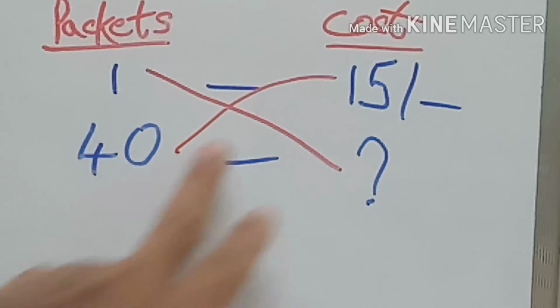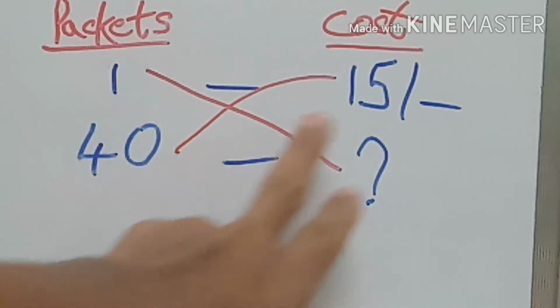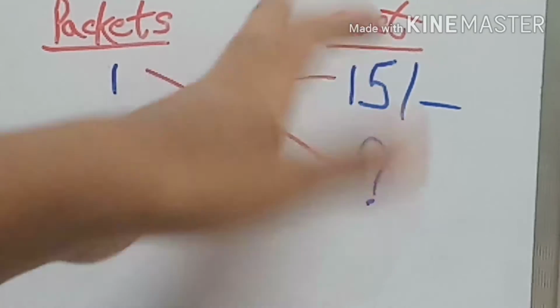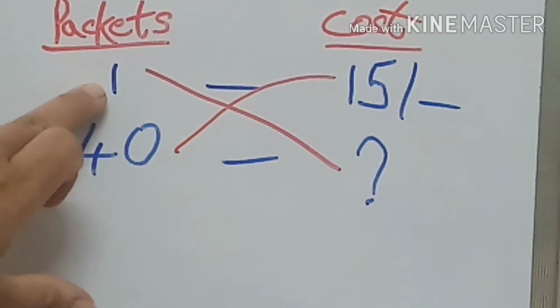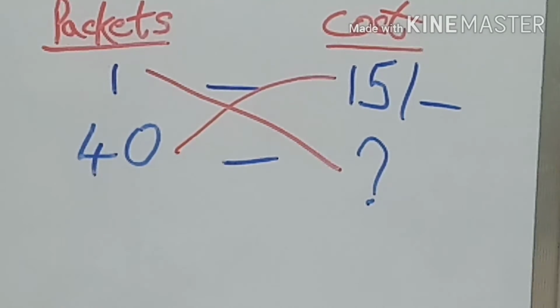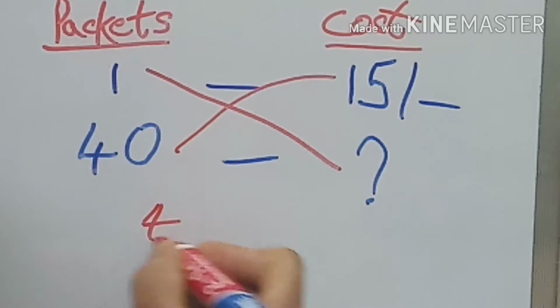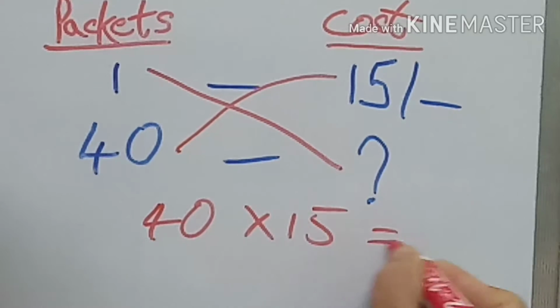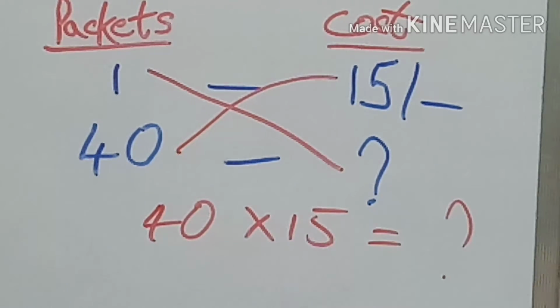So the numbers in the same line are 40 and 15. We need to multiply this and divide by 1. For 1, we don't have any value. So what we need to do here is 40 into 15. There comes your solution. How much cost?